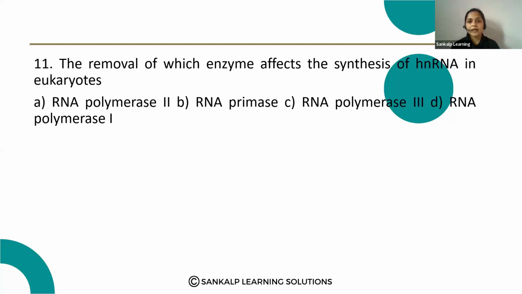The removal of which enzyme affects the synthesis of the hnRNA in eukaryotes? So, which affects the formation of the hnRNA, that is the precursor mRNA. Here the options are RNA polymerase 2, RNA primase, RNA polymerase 3, RNA polymerase 1. Which one is the correct answer here?